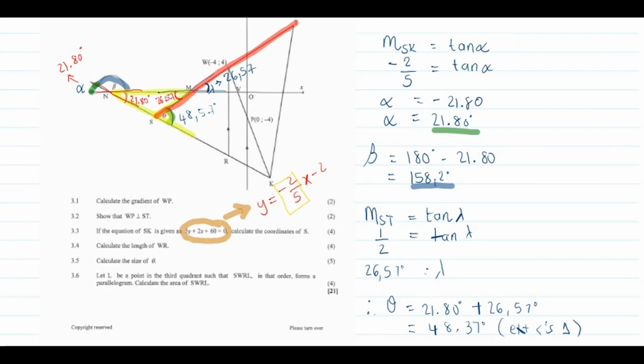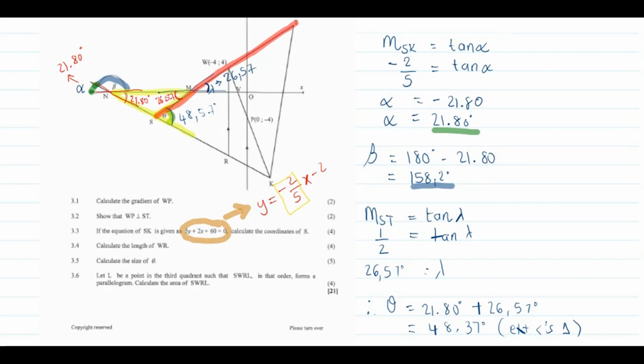And what do we know about these two angles? We can see that they are angles on a straight line, and angles on a straight line add up to 180. So we simply took 180 minus 21.80 to get our angle beta, and we found that beta was equal to 158.20. Then we needed to figure out how we're going to calculate our angle theta.